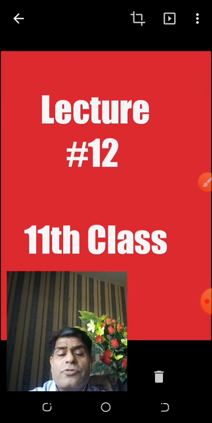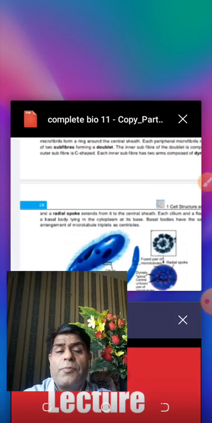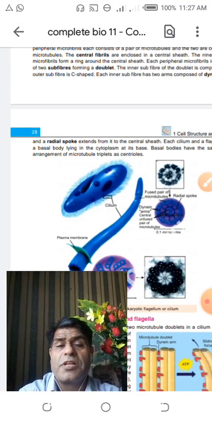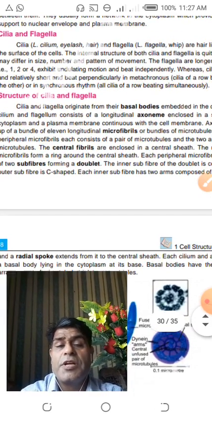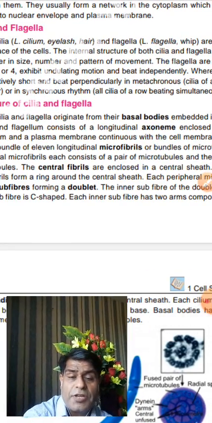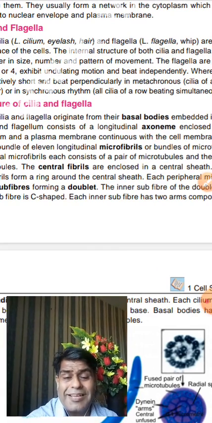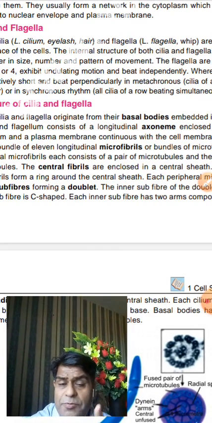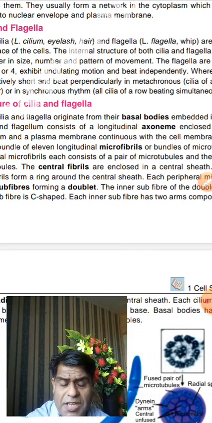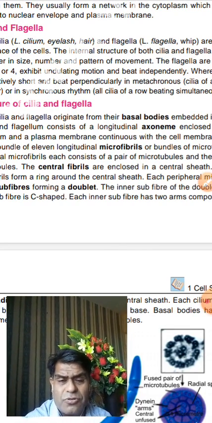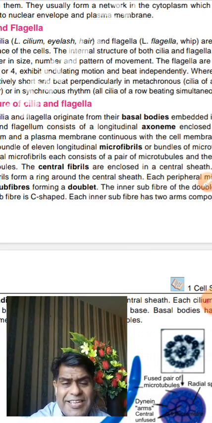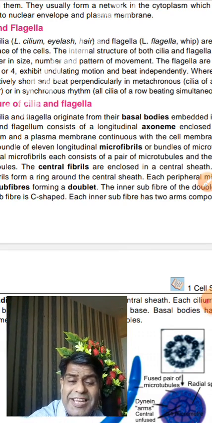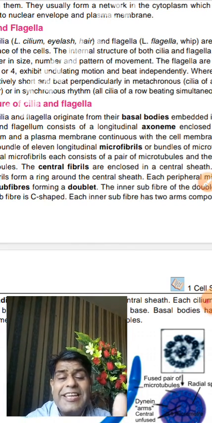We'll go back to the little information about the cilium and flagellum. We start from the simple information and then we will go to the complex information. Cilium, I will start from the basal body. Cilium and the flagellum arise from an outgrowth of the cytoplasm. I am talking about the cell. In the cell there is an outgrowth, and from the outgrowth it arises, and that outgrowth is called the basal body. The basal body is the area from where the cilium and flagellum arise.